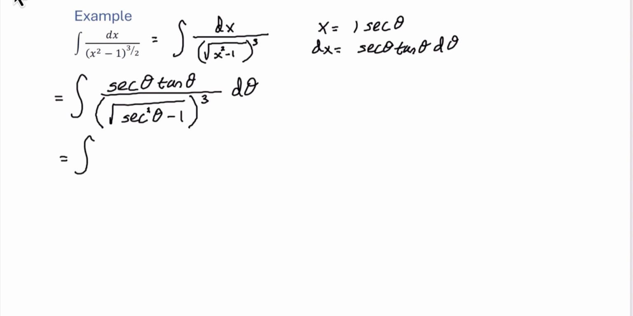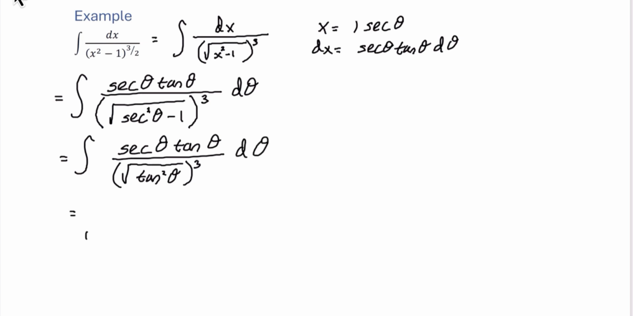Next, recognize that in the denominator we can use a trig identity to simplify. So I'll just copy the top. Secant squared theta minus 1 is tangent squared theta. That means we have the square root of tangent squared theta and all of that cubed. Keep d theta on the outside. We now have the integral of secant theta tangent theta divided by the square root of tangent squared theta, which is just tangent theta, and then it is being cubed.